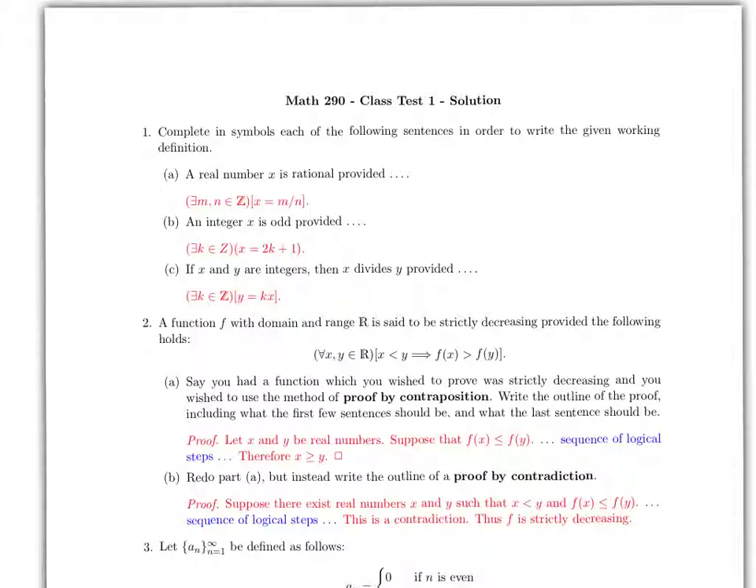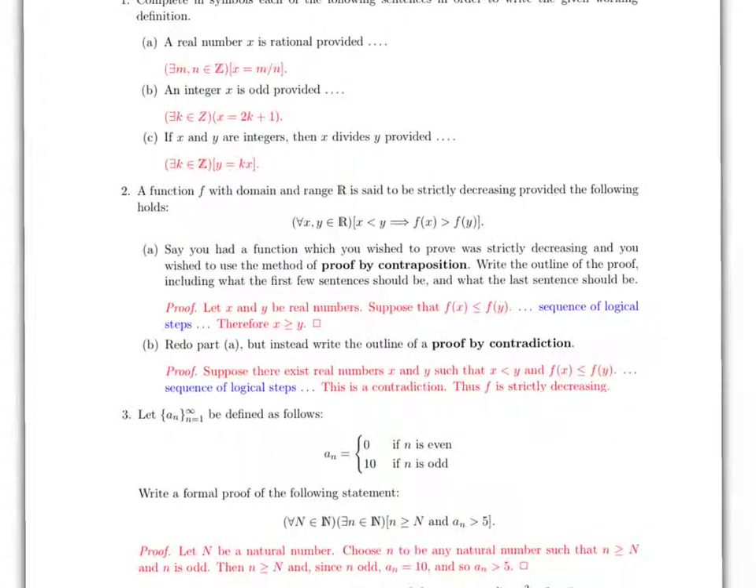In question number 2, I defined for you a new working definition. I said that a function is said to be strictly decreasing, provided for all pairs of real numbers x and y, if x is less than y, then f of x is bigger than f of y. Suppose you were given some function and you wanted to prove that it was strictly decreasing. How would you do it if you used the method of contraposition?